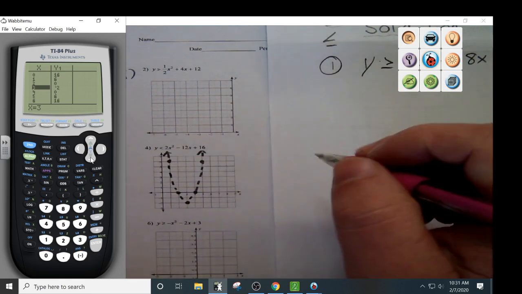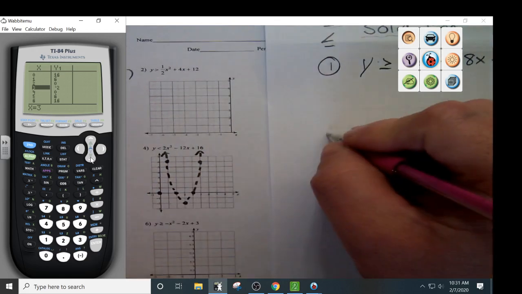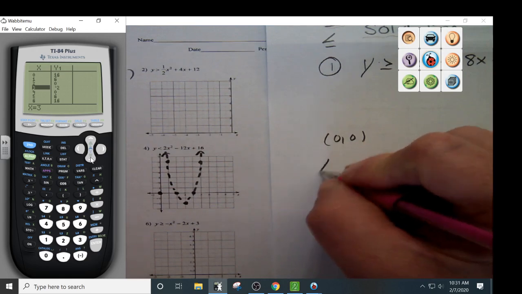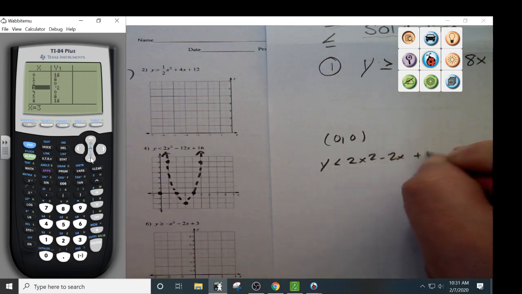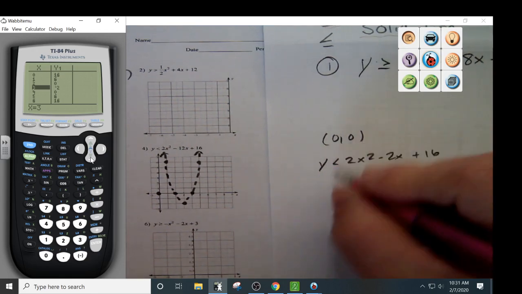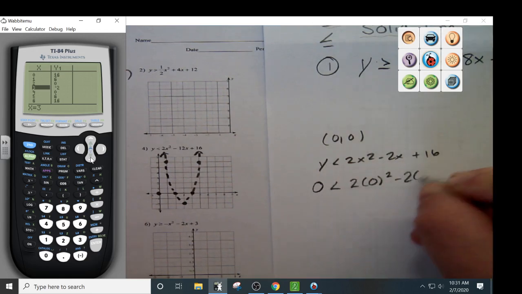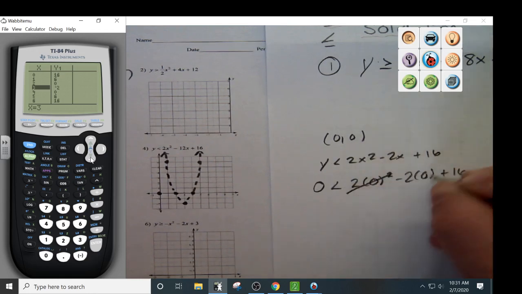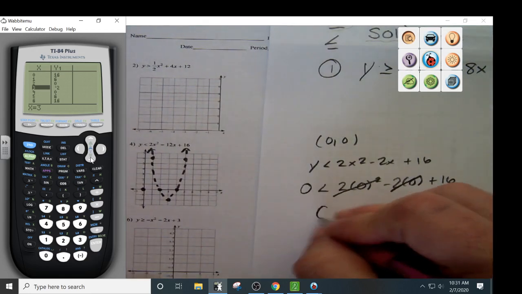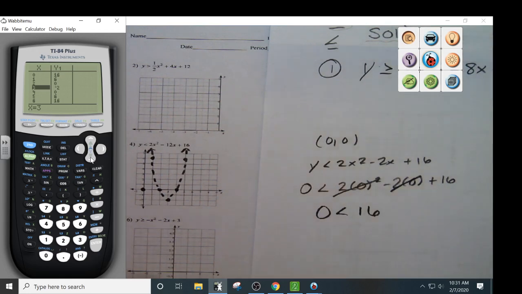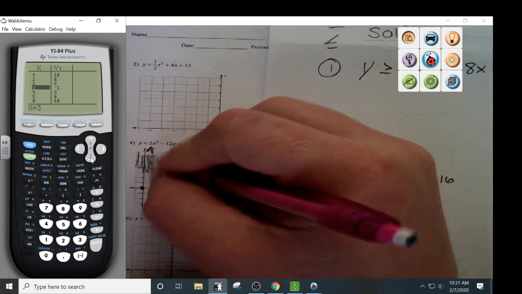Okay. Now, if I choose 0, 0, that's going to be y less than 2x squared minus 12x plus 16. So y is 0, so I'm plugging in 0 for y and 0 for x. The two front ones always cancel out, guys. That's going to give me 0 less than 16. Now, guys, is this true or false? This is true, right? So we're going to shade here on the outside.